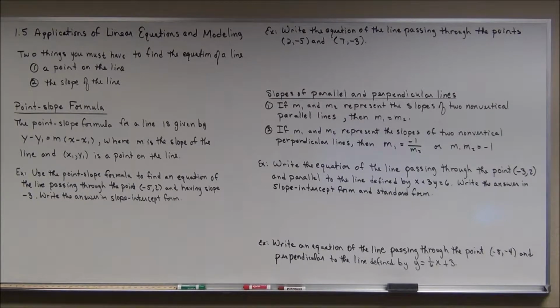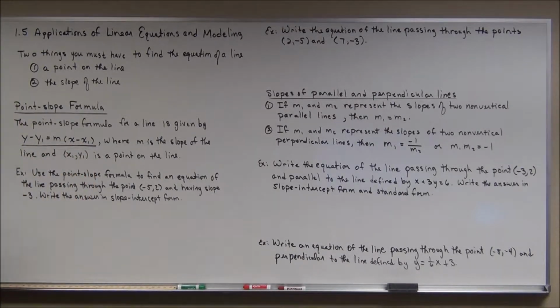Alright, we go to section 1.5, applications of linear equations and modeling. We've already done a little bit of work with slope, and with slope-intercept form we're going to present point-slope form in this. Two things you must have to find the equation of a line. You must have a point on the line, and I like the y-intercept when possible, and you must have the slope of the line.